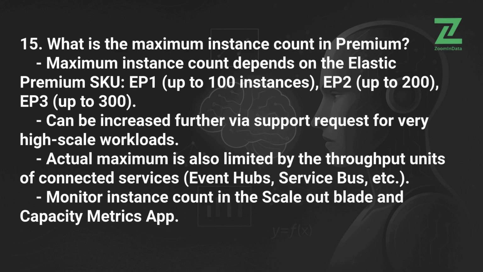15. What is the maximum instance count in Premium? Maximum instance count depends on the Elastic Premium SKU. EP1, up to 100 instances. EP2, up to 200. EP3, up to 300. Can be increased further via support request for very high-scale workloads. Actual maximum is also limited by the throughput units of connected services, Event Hubs, Service Bus, etc. Monitor instance count in the Scale out blade and Capacity Metrics app.